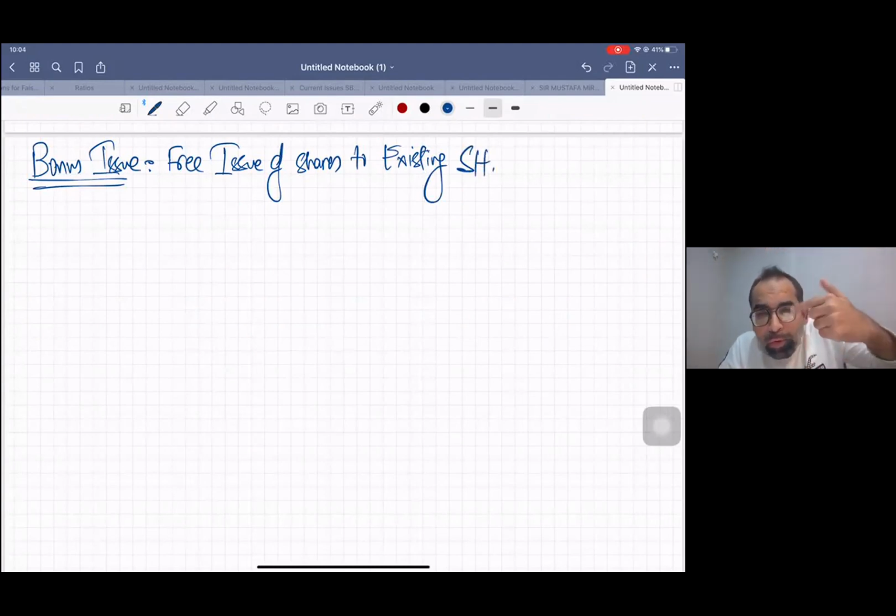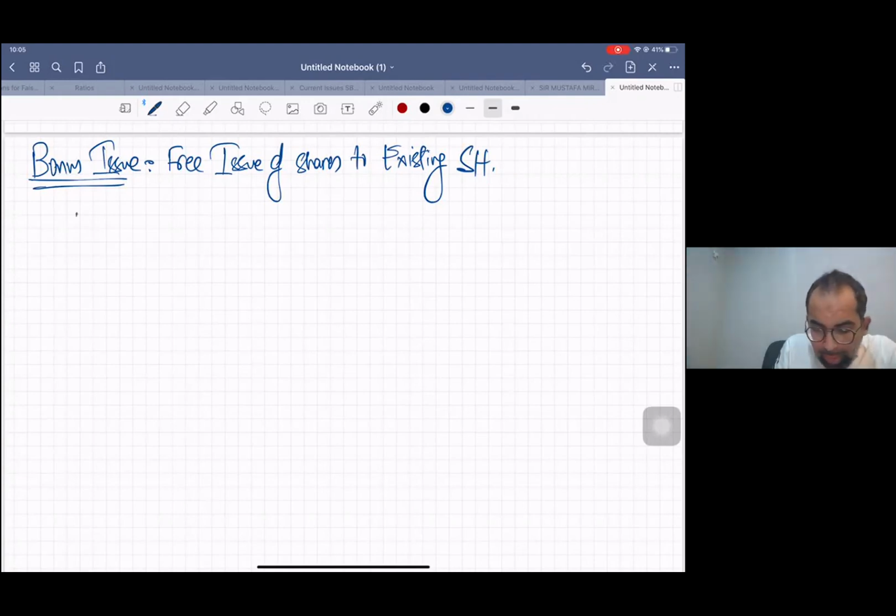Before we move on, I would like to show something very interesting, something very different related to bonus issue. We are stopping EPS right now and we are learning something new. We all know what a bonus issue is. For example, a company does not have cash to pay cash dividends, so the company gave free shares to existing shareholders. This is a bonus issue.